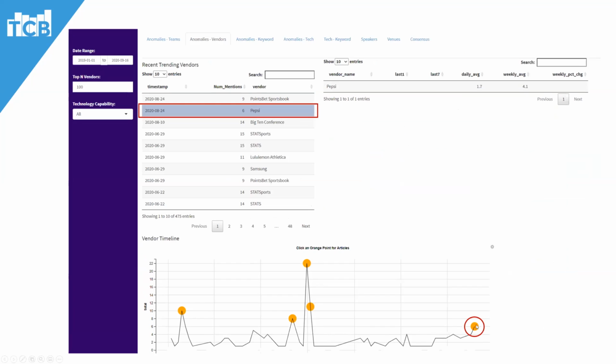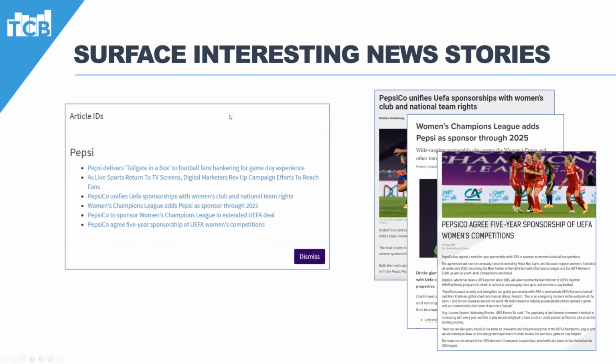So we click it, and a quick skim shows that the Women's Championships added Pepsi as a sponsor through 2025. You could imagine we started to even automate this part, where you just do a tokenization of the words and figure out exactly what's happening quickly.